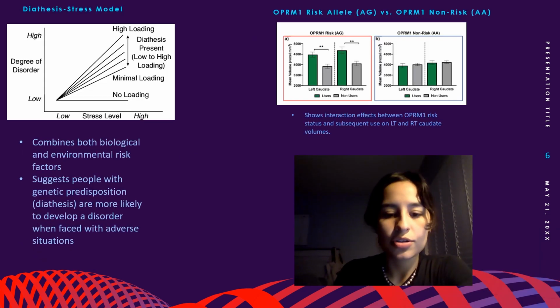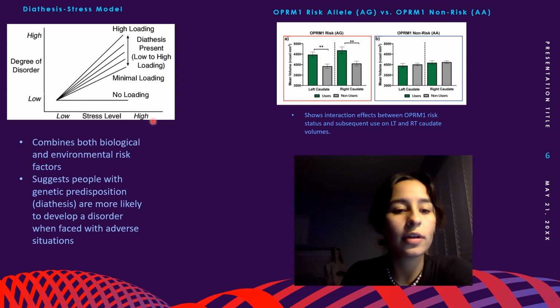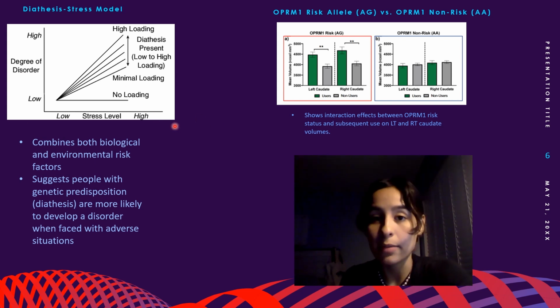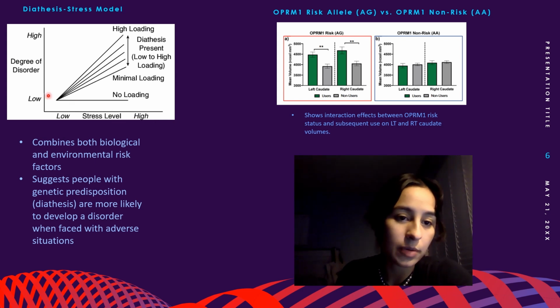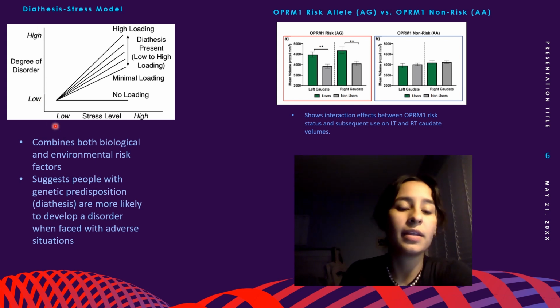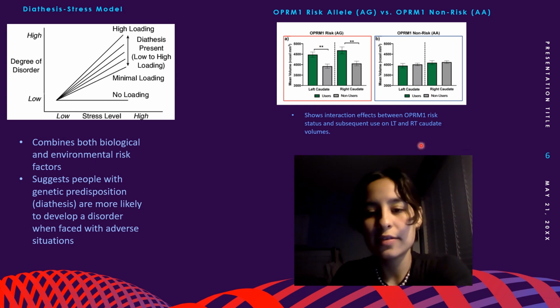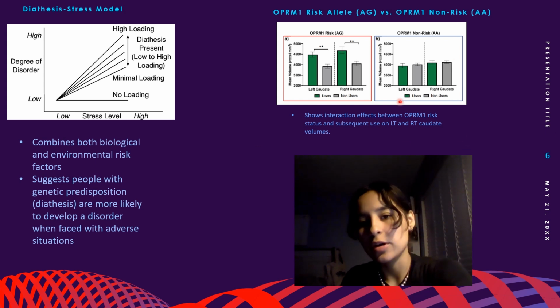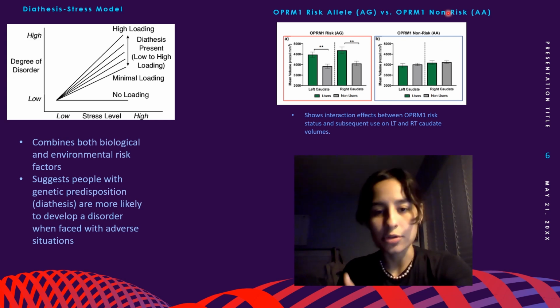Okay, I included these two pictures to kind of show you. This is going over the diathesis stress model that I said we were going to go over. Now, the diathesis stress model combines both biological and environmental risk factors. It suggests that people with genetic predisposition, diathesis, are more likely to develop a disorder when faced with adverse situations, right? So this is the degree of disorder, low to high, and then the stress level. And you can see kind of like the correlation between the two. This over here shows the interaction effects between the OPRM1 risk status and subsequent use on left and right caudate volumes in the last study that we went over, going over structural differences.